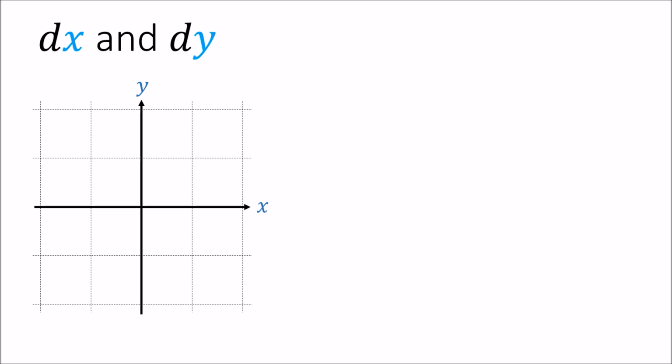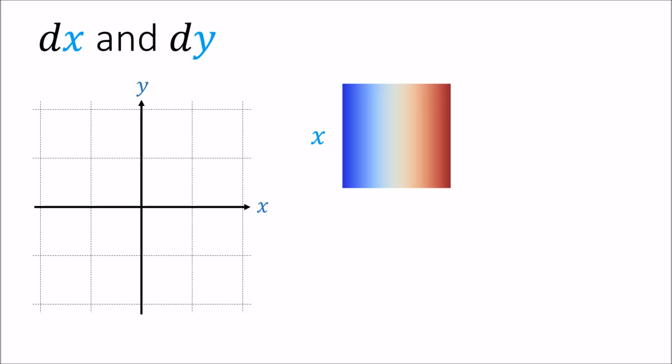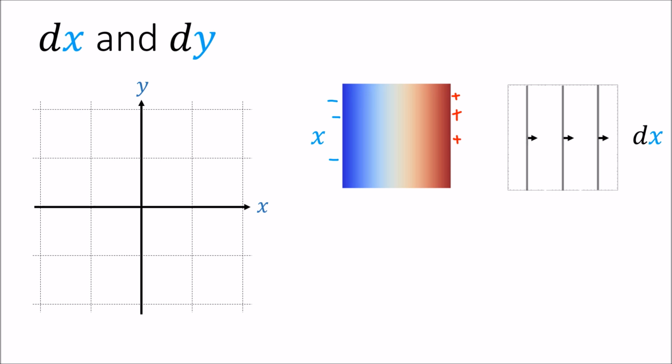Let's start by considering what dx and dy mean. So we have our Cartesian coordinate system here, and if we think of x as a scalar field, it would look like this, right? It's a scalar field where each point is given the x value at that point. So on the right, we see that we have positive x values, and on the left, we have the negative x values. And the covector field dx would look like this, with the level set curves being vertical lines and the orientation pointing toward the right.